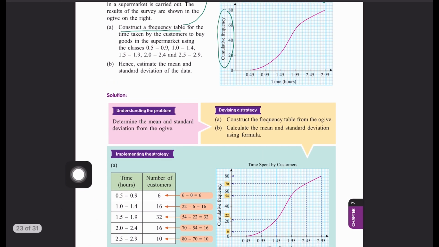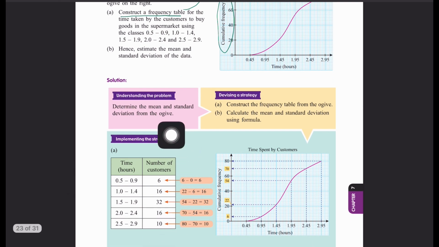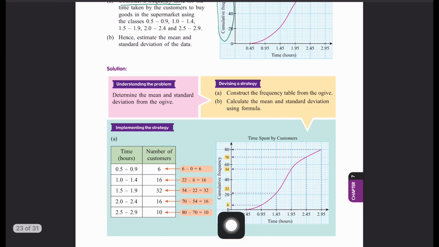Okay, so kita tahu yang ni tadi adalah cumulative frequency kan. So bila kita nak lukis frequency table, kita kena lukis frequency sahaja. Nampak tak? Yang ni 6, 16. Nak senang kita mula dari bawah. 80 tolak yang sebelum dia 70, dapat 10. Lepas tu 70 pula tolak yang sebelum dia 54, dapat 16 dan seterusnya. Boleh nampak inilah dia dah tunjuk dah ni.